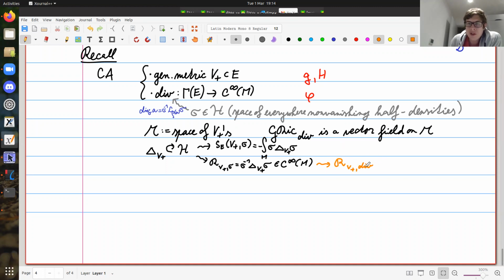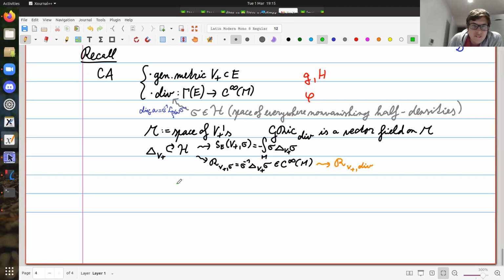By this extension, I mean that if you take a divergence which comes from a half density, then it will recover this previous one. But for some purposes, it's better to have it depend on an arbitrary divergence, because then you can write the string background equations.